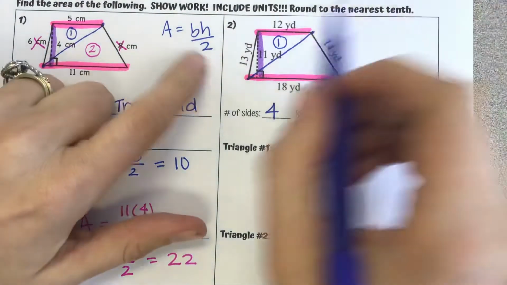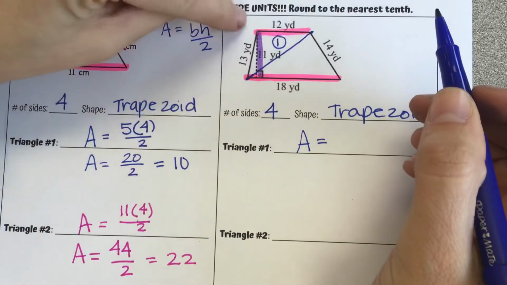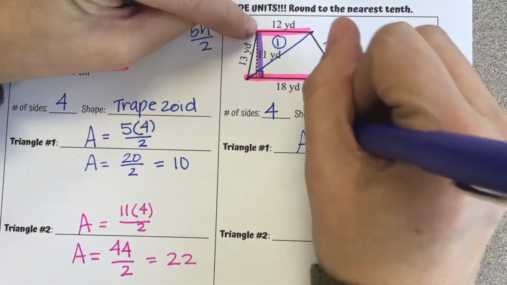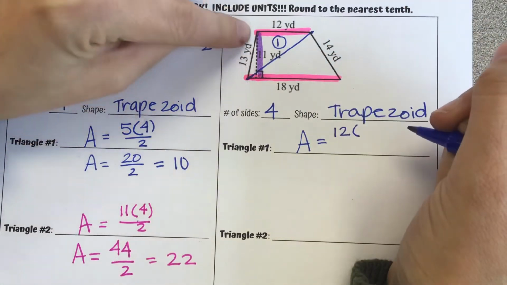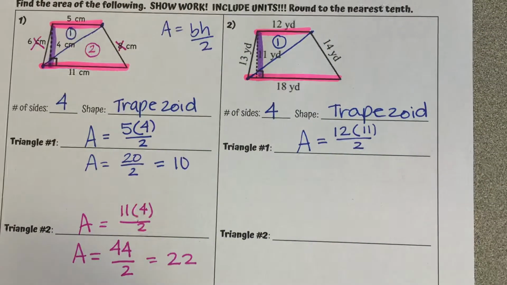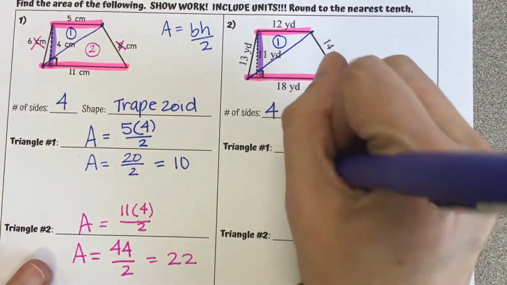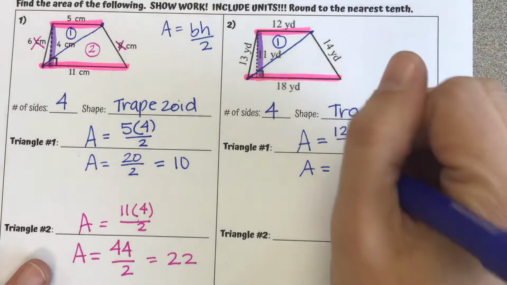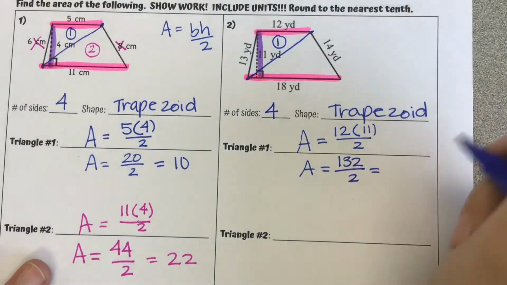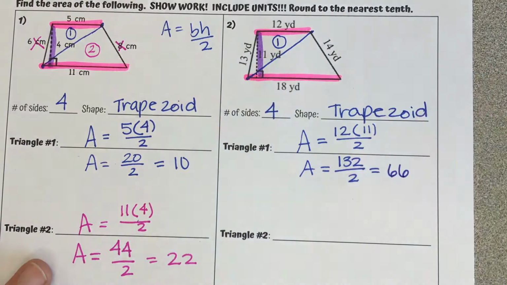So the base of triangle number 1 is this base up here, 12, times that perpendicular height in purple of 11 divided by 2. So I'm going to calculate 12 times 11 is 132 divided by 2 equals 66.